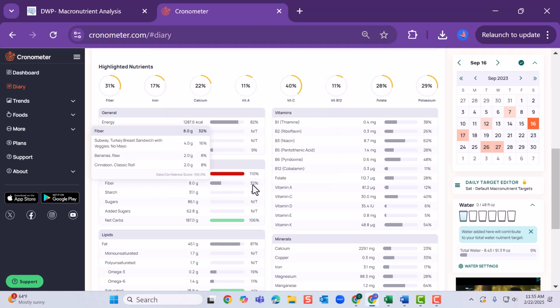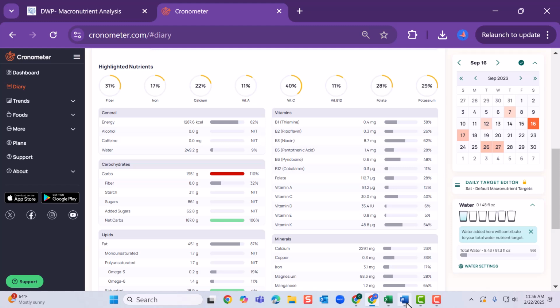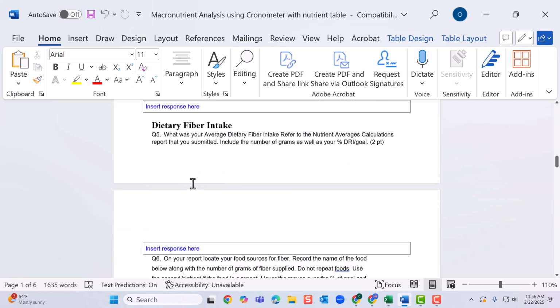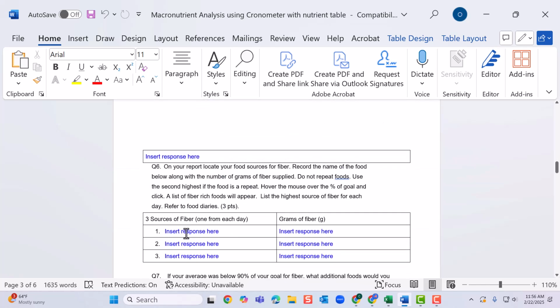If you hover over the percentage, you'll see that in this case, 3 foods listed in order of the highest to the lowest for fiber. So for example, it says that on day 1, my first day that I tracked, I had a Subway sandwich and it had 4 grams of fiber. So I would enter that in my analysis. For day 1, let's go down to fiber. Source of fiber, I would put Subway sandwich, grams of fiber, 4.